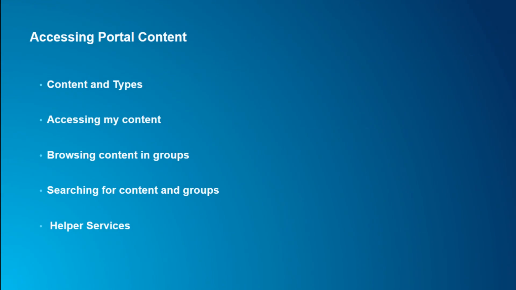So we've got a couple of bits that we're going to go through here. First of all, I'll cover what is content and what types of content are available. Then move on to accessing content which is specifically yours and owned by the user who is logged in. Thirdly, we will look at browsing group content, so that's just content which belongs or exists in the group which that user is a part of.